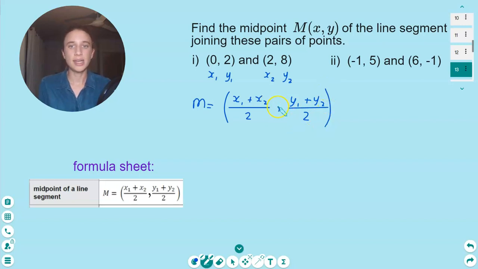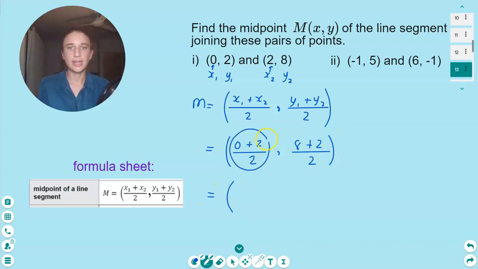Now this comma scares people a little bit, but it's okay. We're just going to keep simplifying until we get a single pair of coordinates, okay? So now we're going to substitute into our formula. So x1 plus x2. So x1 is 0, x2 is 2. So substituting, 0 plus 2, divide 2. y1 plus y2, so 8 plus 2, divide 2. And then we're going to simplify each of these coordinates.